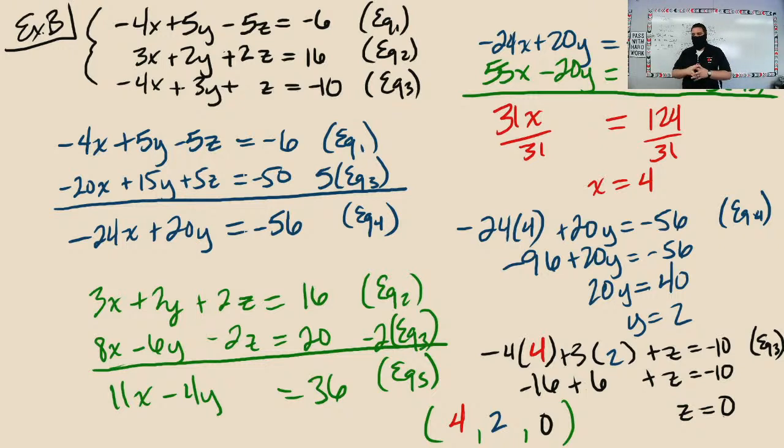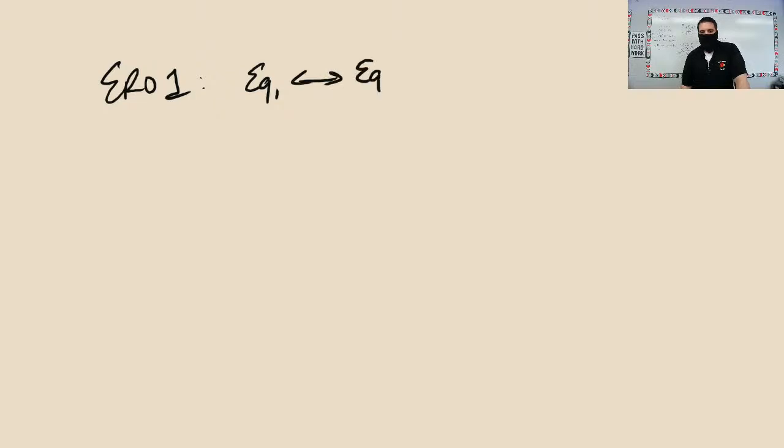We call these elementary row operations, and there are 3 that you need to be familiar with. The first one is that I can change two equations. ERO1 is that I can swap equations. So I can take equation 1 and swap it with equation 2. We're talking about its position. It's literally taking them and flipping them around, because sometimes that's more convenient to work with.